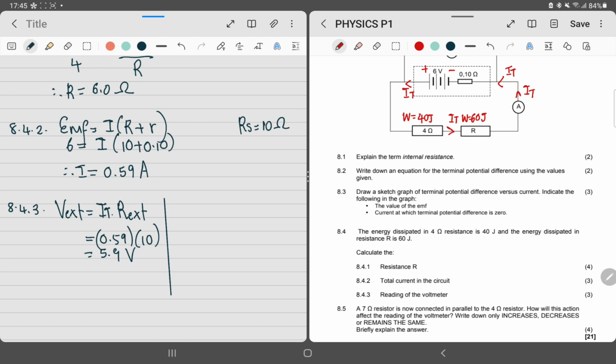So we can even say the EMF should be equal to V external plus I times r. The EMF is 6. V external is what we are looking for. The current is 0.59 multiplied by 0.10. So V external should be equal to, I'm getting 5.94 volts.